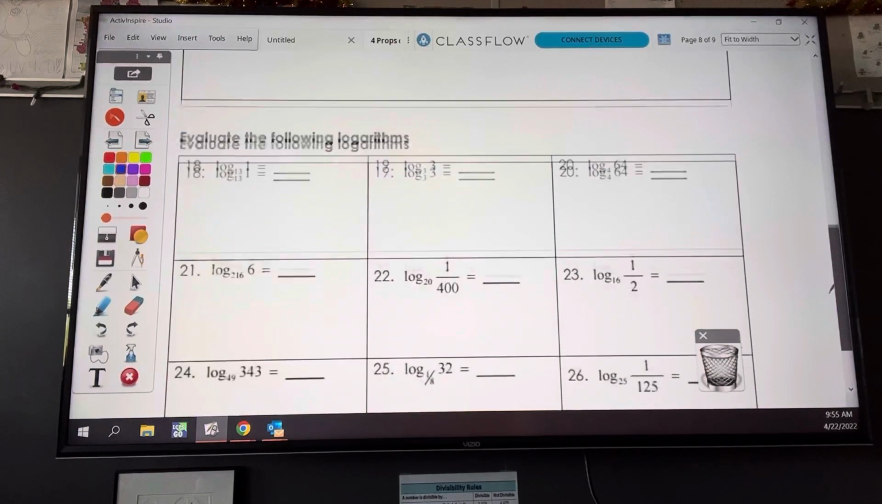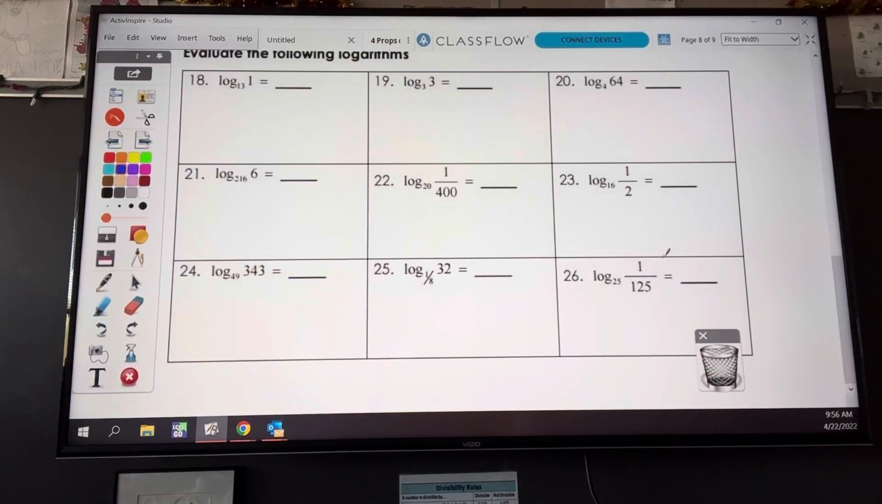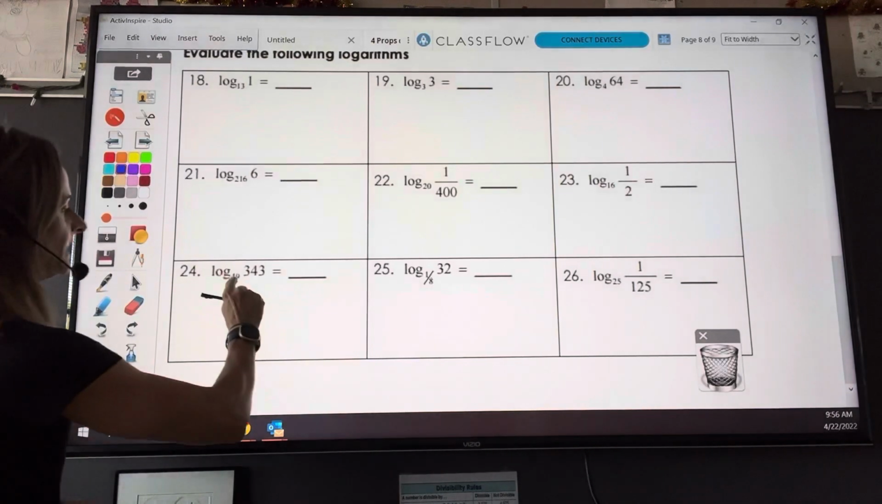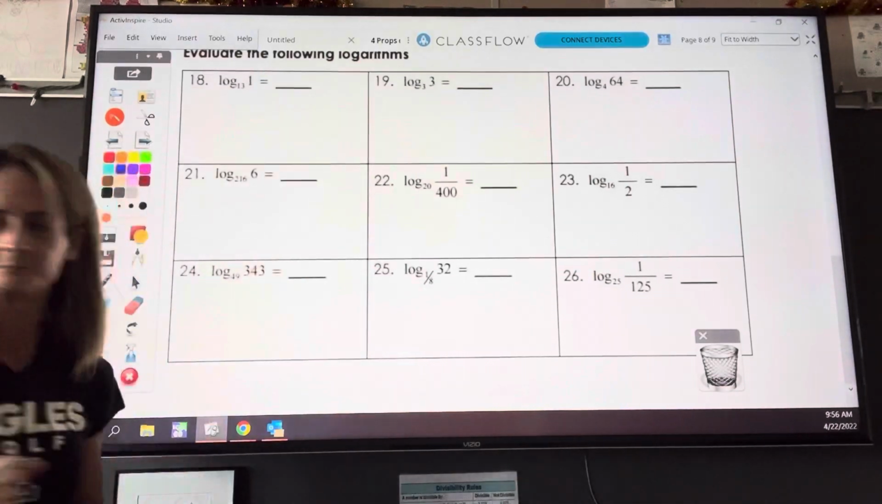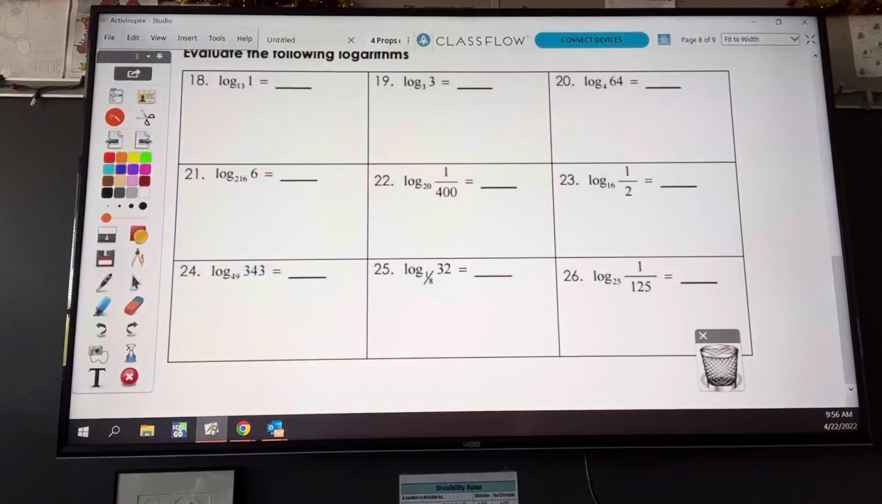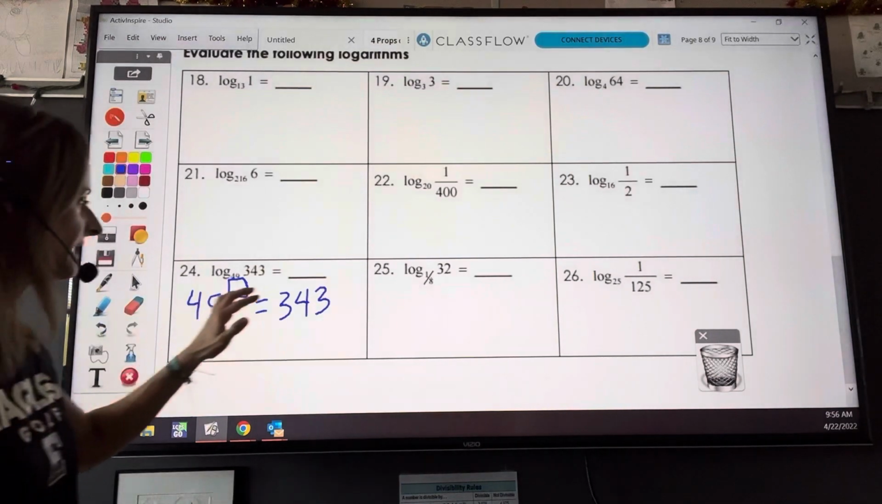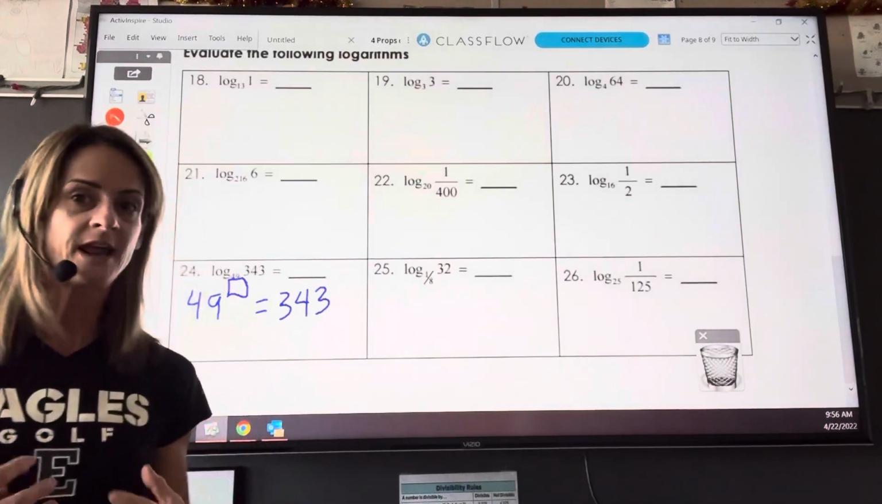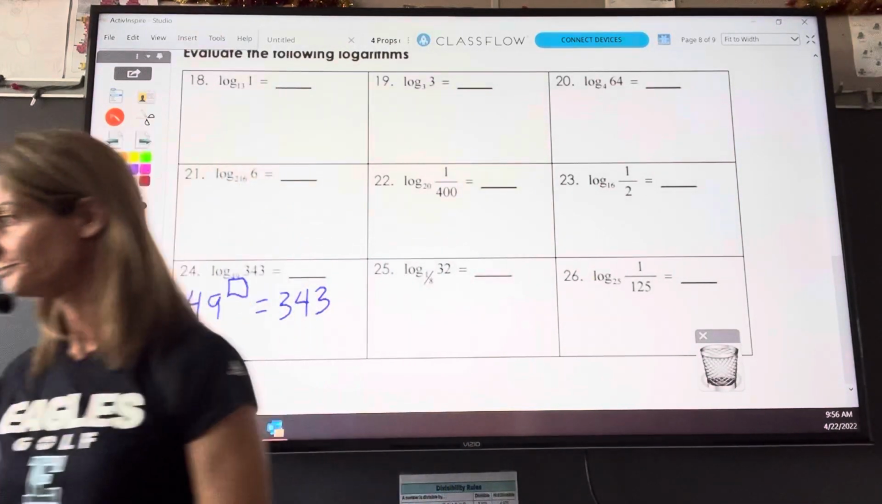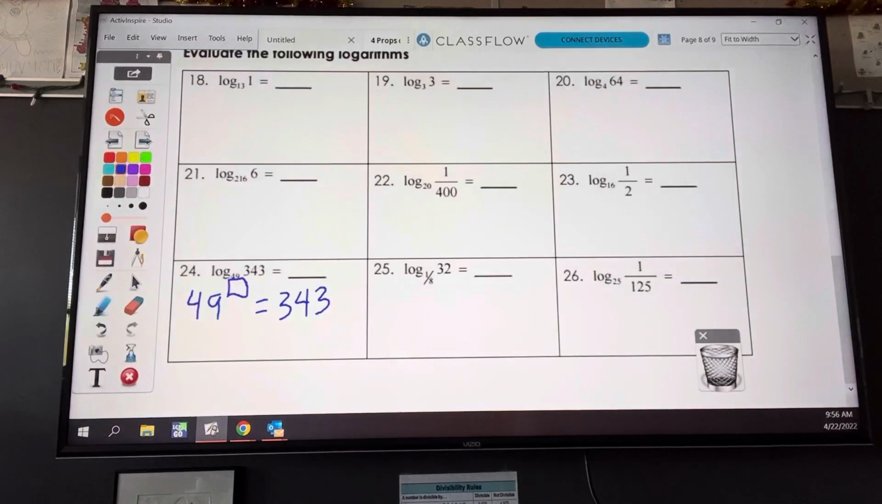This is a different type of problem, so I think it'd be good to do one of these. Yes, let's do it. No one likes working with big numbers. So, for 24, it says to evaluate the following logarithms. So 49 to the what power equals 343? So if I write that like this, 49 to the what power, I'm going to put a little box there, equals 343. If I can rewrite 49 and 343 with the same base, then I can set the exponents equal to each other. And 49 is 7 squared.